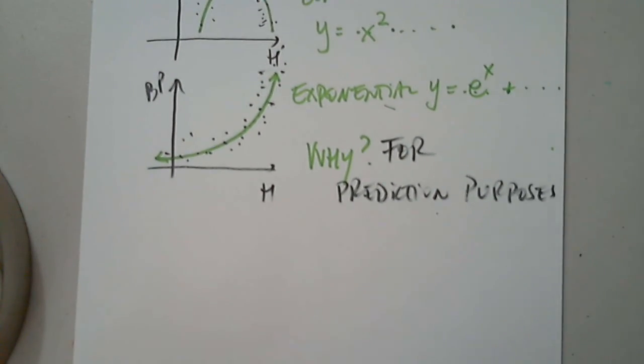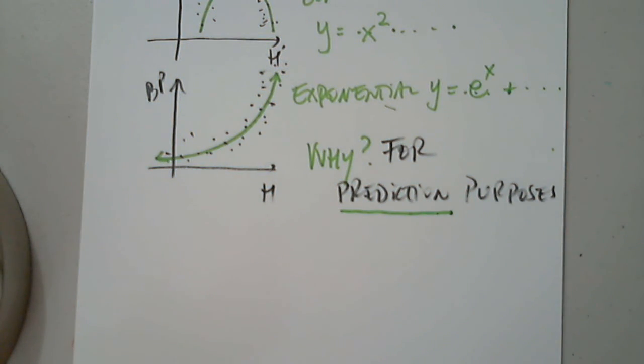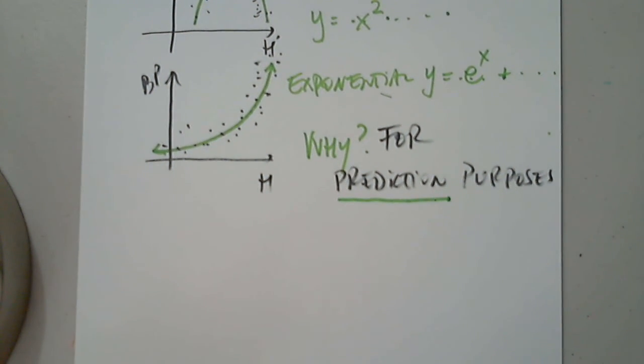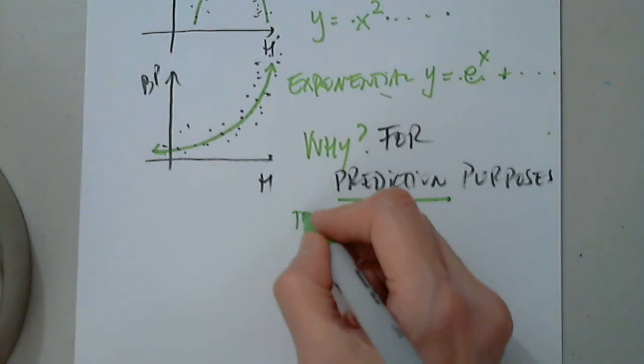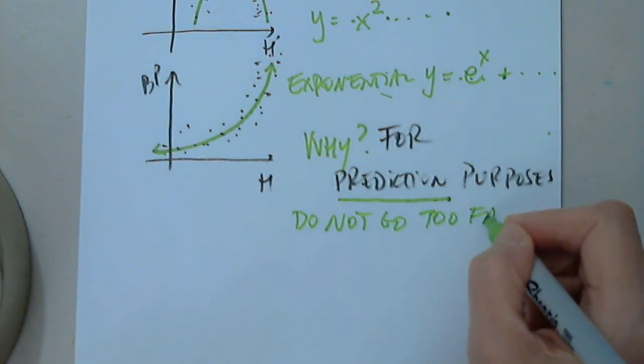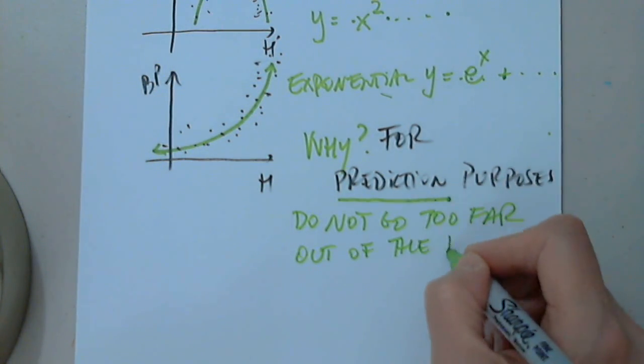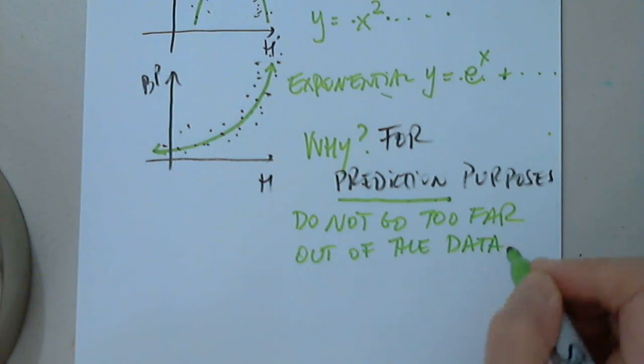Now, there is a problem with prediction. What is the potential problem with prediction? Do not go too far out of the data. What does that mean?